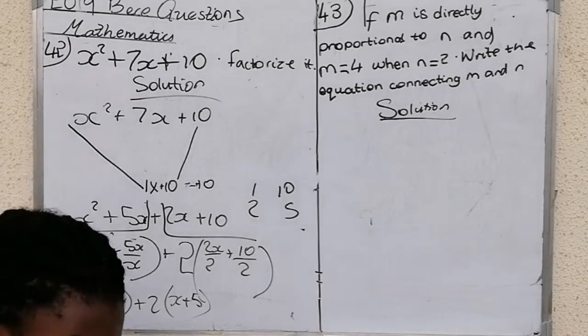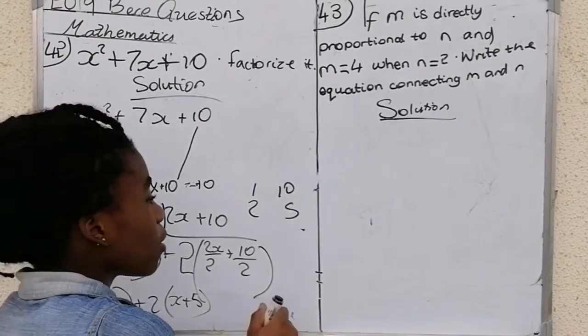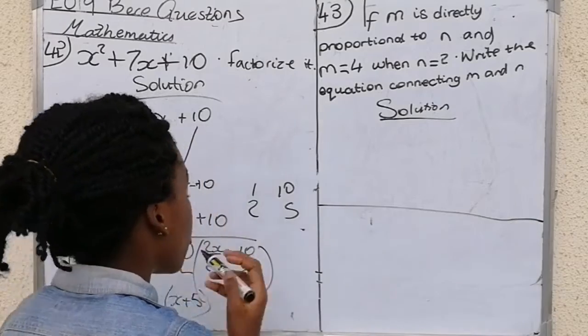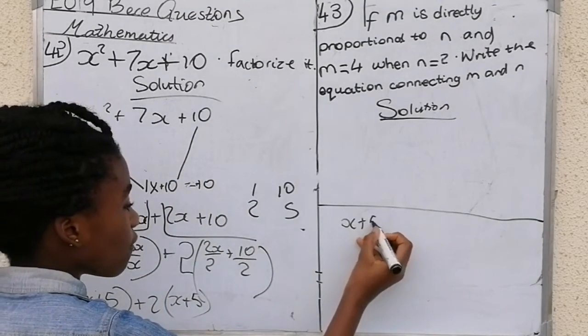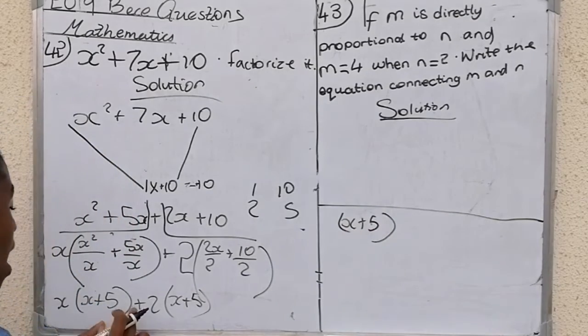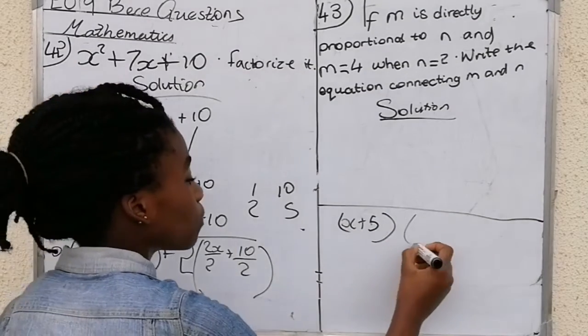So now this is what we are going to do. Let me continue here because I'm running out of space. We just write out x plus 5 and x plus 2.